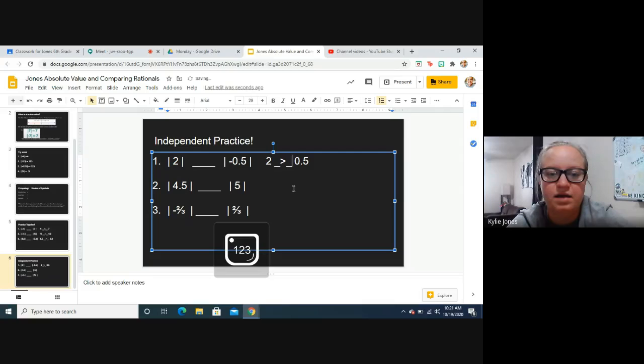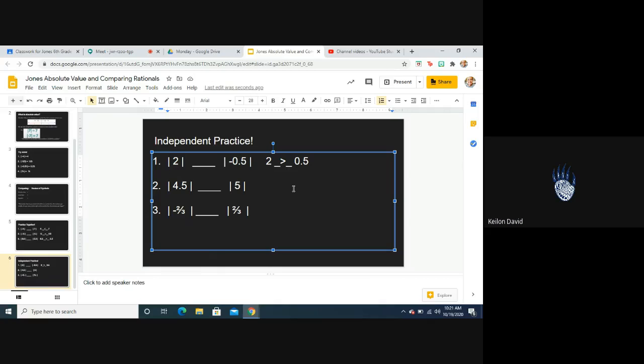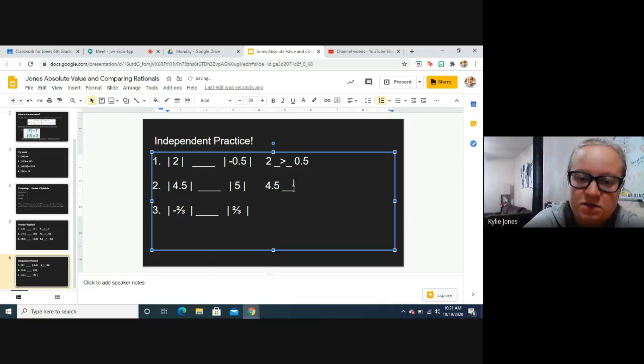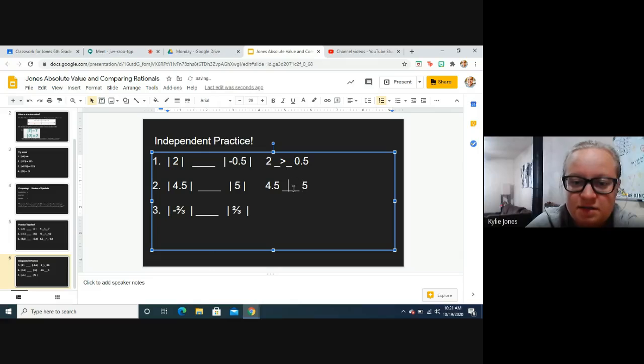All right. Number 2, we have the absolute value of 4.5. What is the absolute value of positive 4.5? Positive 4.5. Good. It is still just 4.5. Then we need to take the absolute value of a positive 5. What does that become? Just 5, it stays positive. Now, is 4.5 greater than or less than 5? It is smaller. So less than.